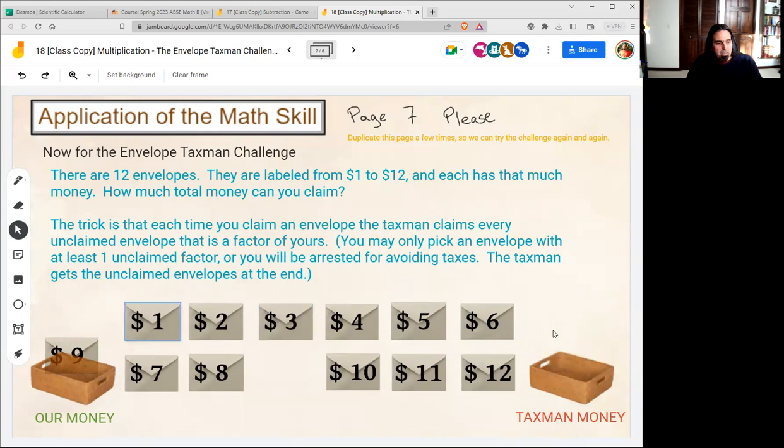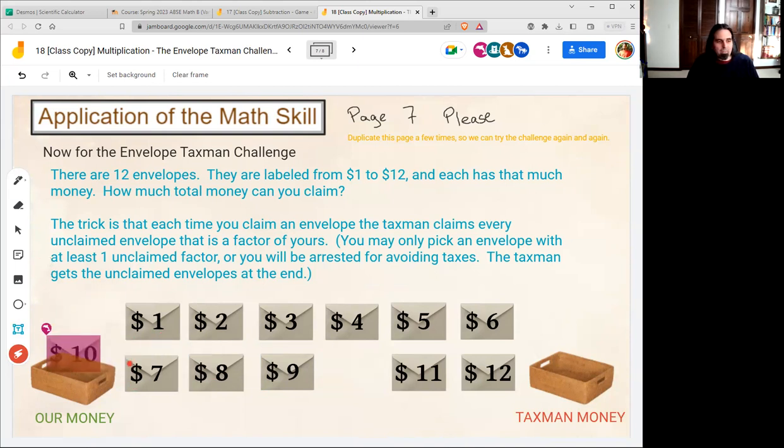So you can pick as many envelopes as you want, but you have to let the tax man have something. You can only pick an envelope if the tax man gets at least one thing, or you're arrested for avoiding taxes. And when we're done, then the tax man gets all the ones that we can't claim. So how much can we get as the most?